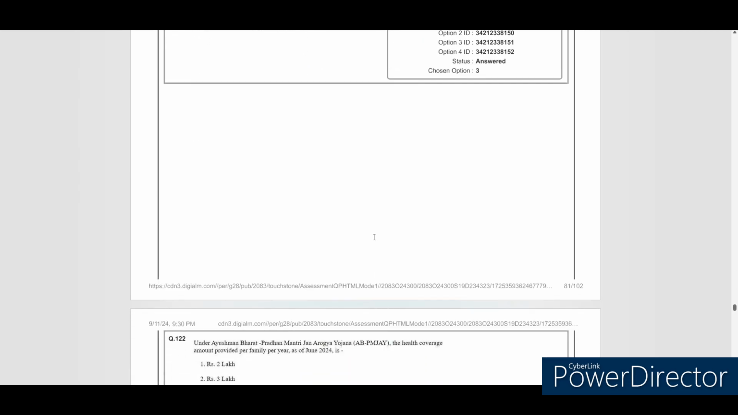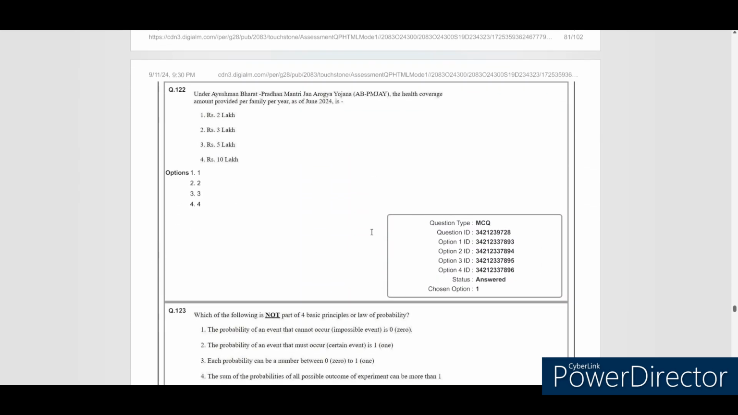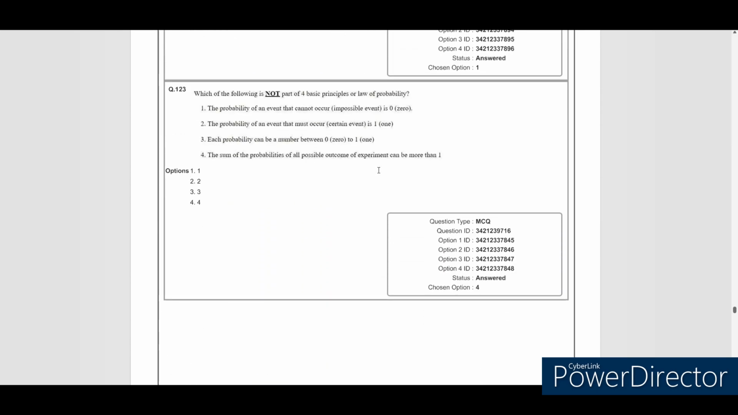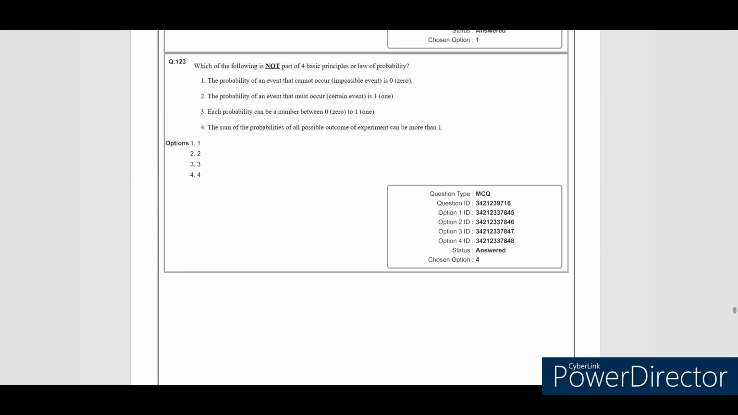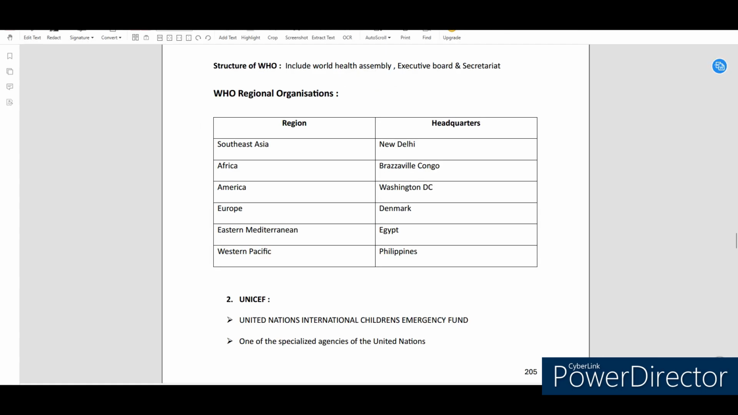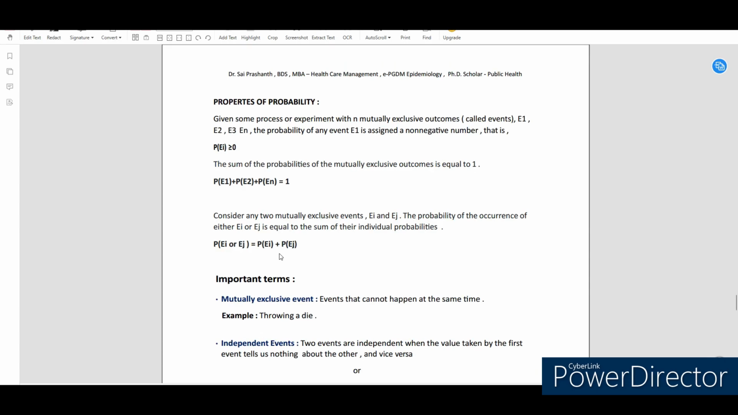Now coming to question number 122, which is very easy. We all know that Ayushman Bharat gives coverage for up to 5 lakh rupees. So it is option 3. Now coming to question number 123, which is about the laws of probability, which I have covered under biostatistics. Let me show it in my material once. This is where you can find it under properties of probability. So basically it's a very easy question.